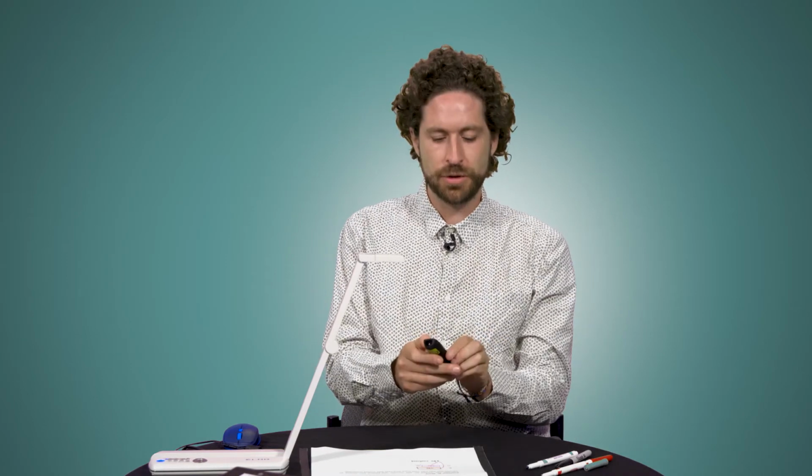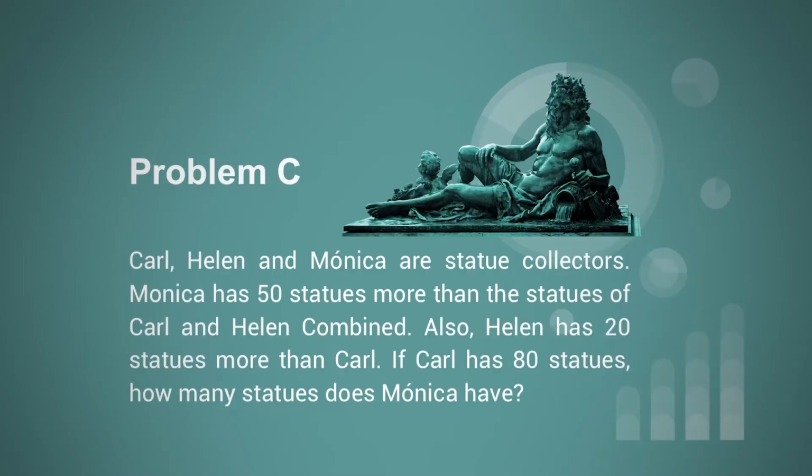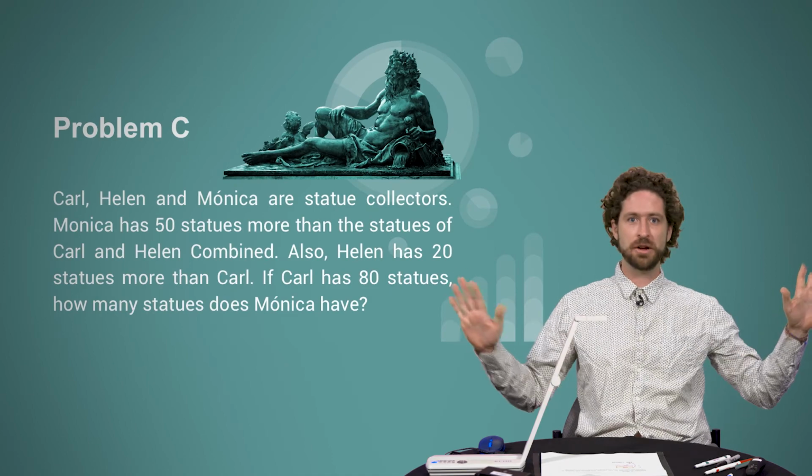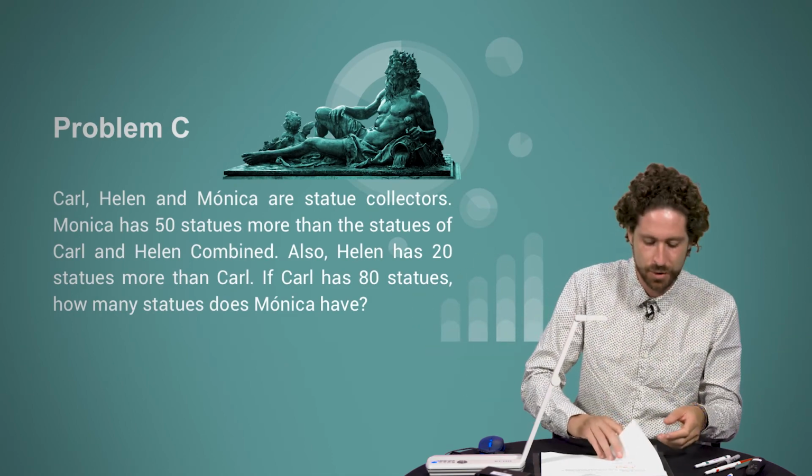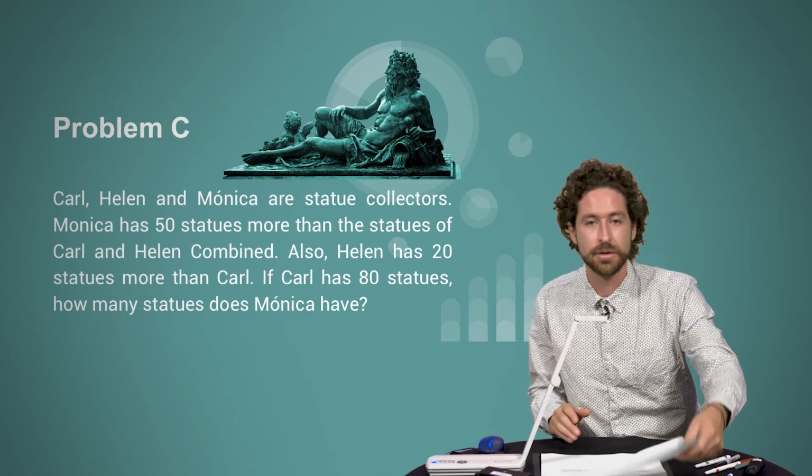Now let's look at a final problem in this video. Carl, Helen, and Monica are statue collectors. Monica has 50 statues more than the statues of Carl and Helen combined. Also, Helen has 20 statues more than Carl. If Carl has 80 statues, how many statues does Monica have? This is very complicated, right? Like you're like, okay, I'm out. But let's do bar modeling and see how this can be attacked.